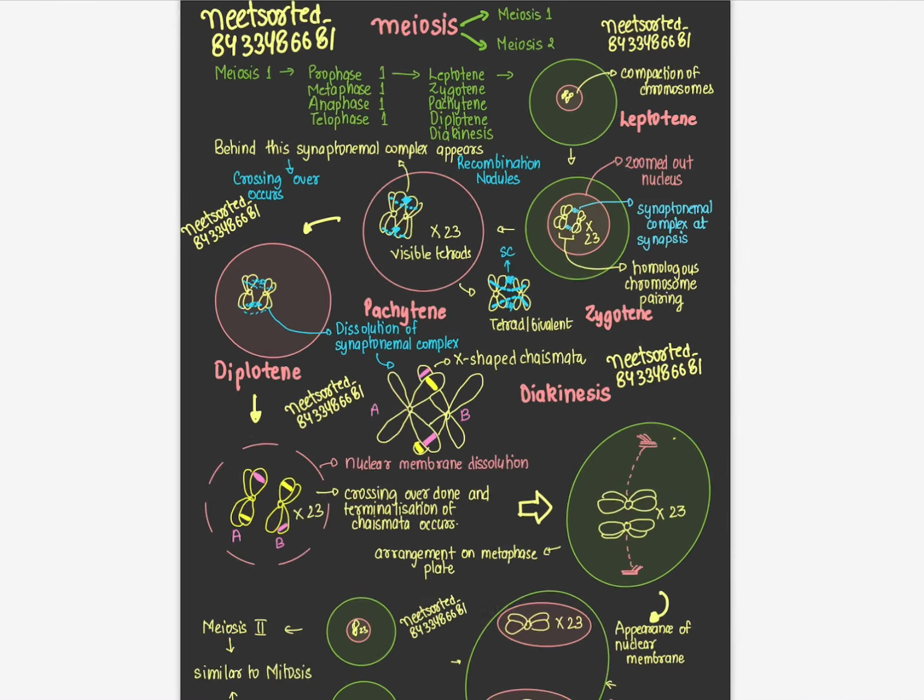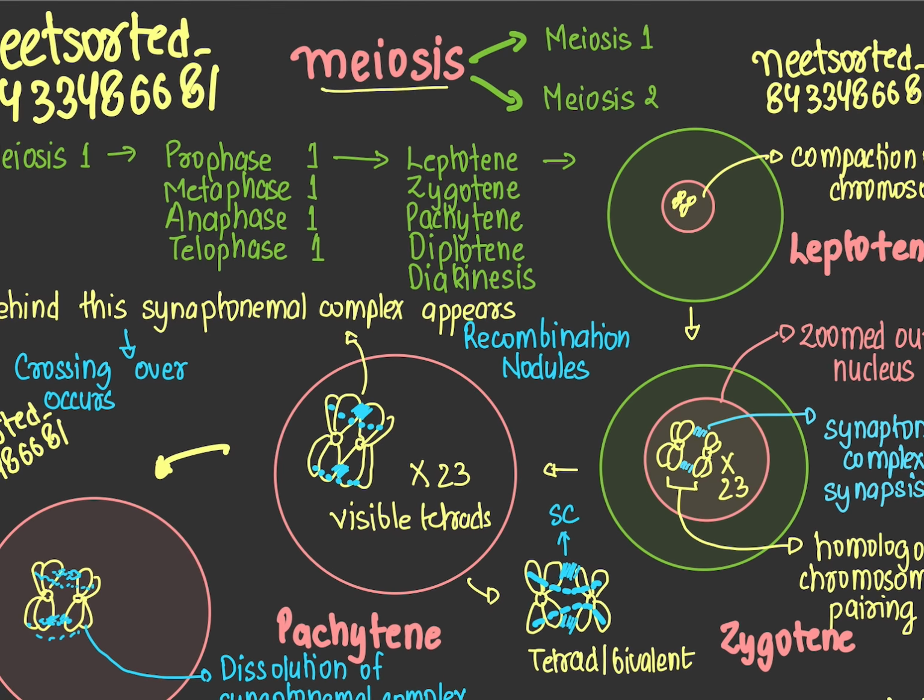Now let us look at meiosis. Meiosis is divided into meiosis 1 and meiosis 2. In meiosis 1, we have prophase 1, metaphase 1, anaphase 1 and telophase 1. Prophase 1 is further divided into leptotene, zygotene, pachytene, diplotene and diakinesis. Starting with the leptotene, the compaction of chromosomes occurs.